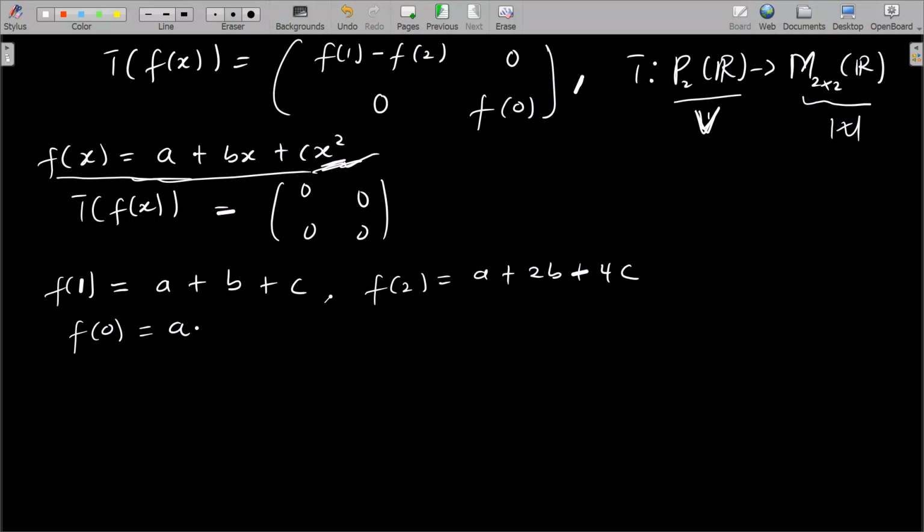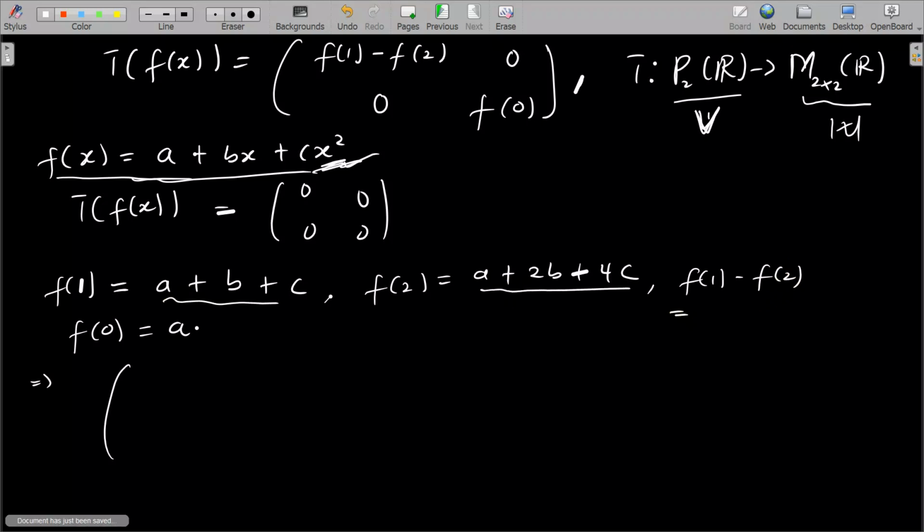So it means T of this f that I have is going to be f of 1 minus f of 2. So let's do that here. f of 1 minus f of 2. That will be what? This whole thing minus this whole thing. A minus a is going to be 0. So this a minus that a, I have 0.